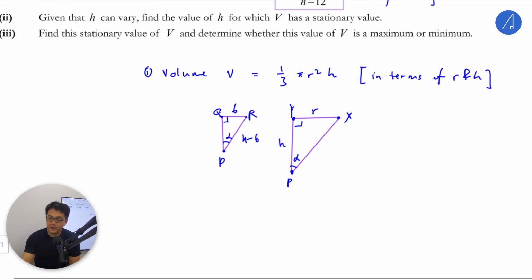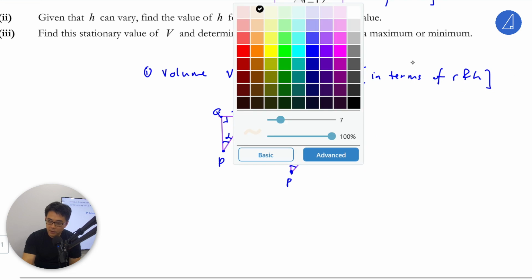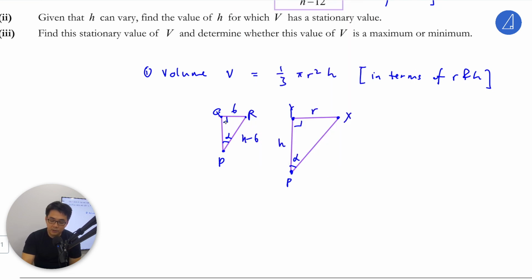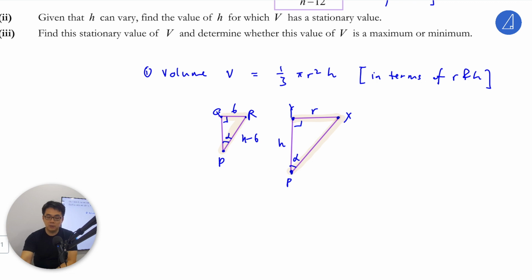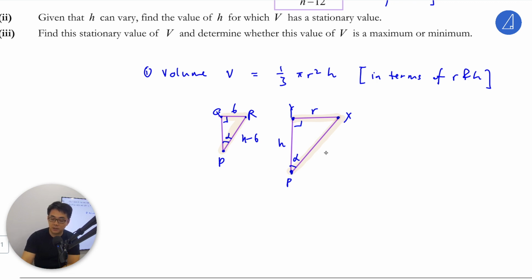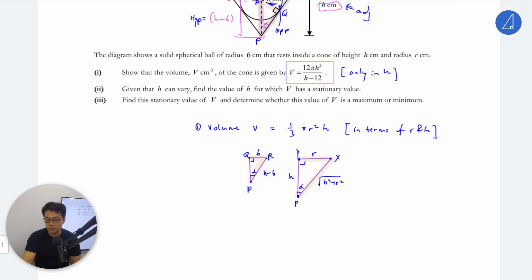By virtue of the property of similar triangles, you know that these two corresponding sides are in proportion. I think the hypotenuse is easier to find. It really depends on which one you want to find. Do you want to find PX or QP? Either one is fine. PX is easier: square root of h square plus r square. Correct. So this is done.